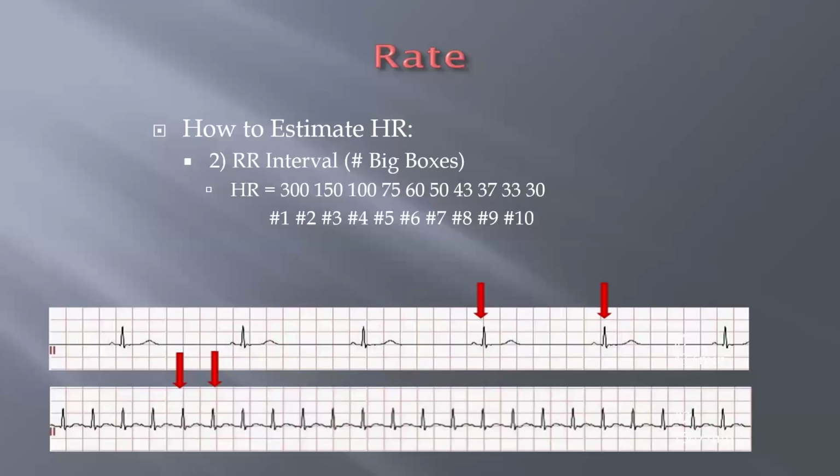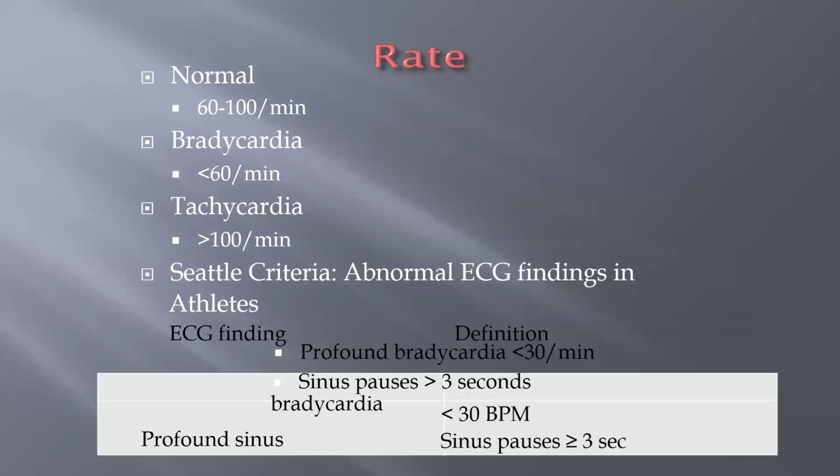So like now, this one, the 2 arrows represent 2 big boxes. If you divide 300 by 2, it will give you 150. If the boxes were 3, it will give you 100. If boxes were 4, it gives you 75. If the number of boxes were 5, it gives you 60. All the way to 10, it gives you 30. So that's one way of calculating your rate.